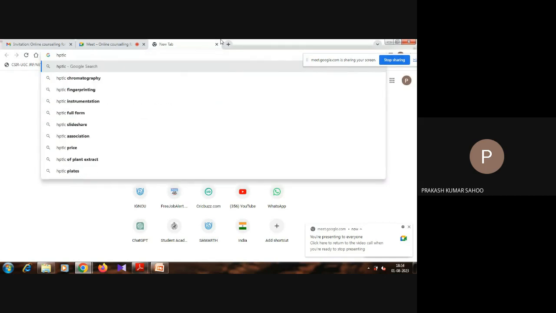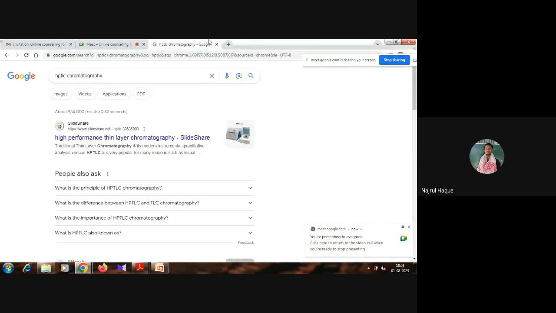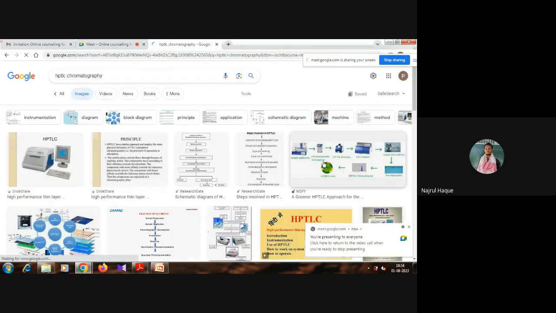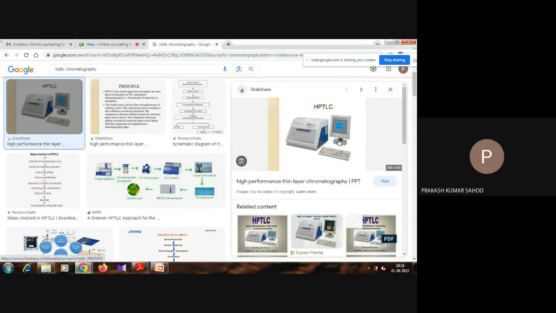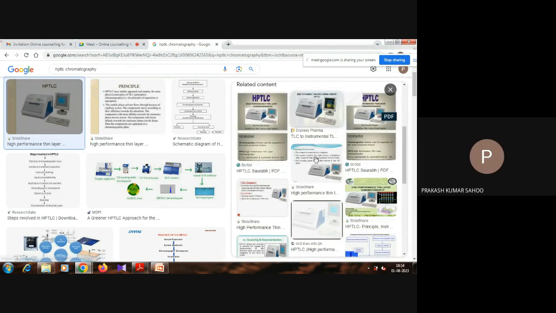HPTLC chromatography. Just see, this is the HPTLC. So this is a HPTLC, your high performance thin layer chromatography, where the plate size, particle size, size of the stationary phase, and the selected solvent as well as the detection techniques are so precise that it has high performance. So this is the HPTLC machine.